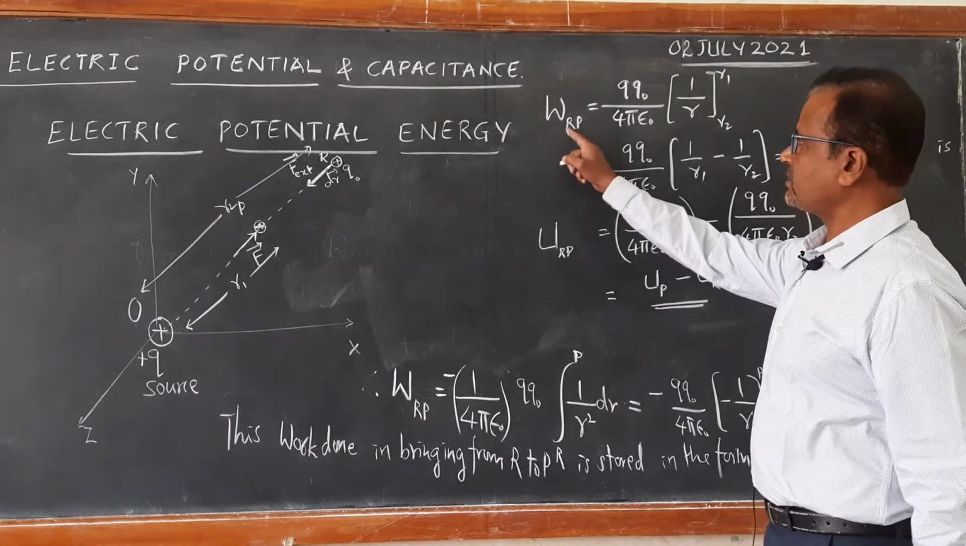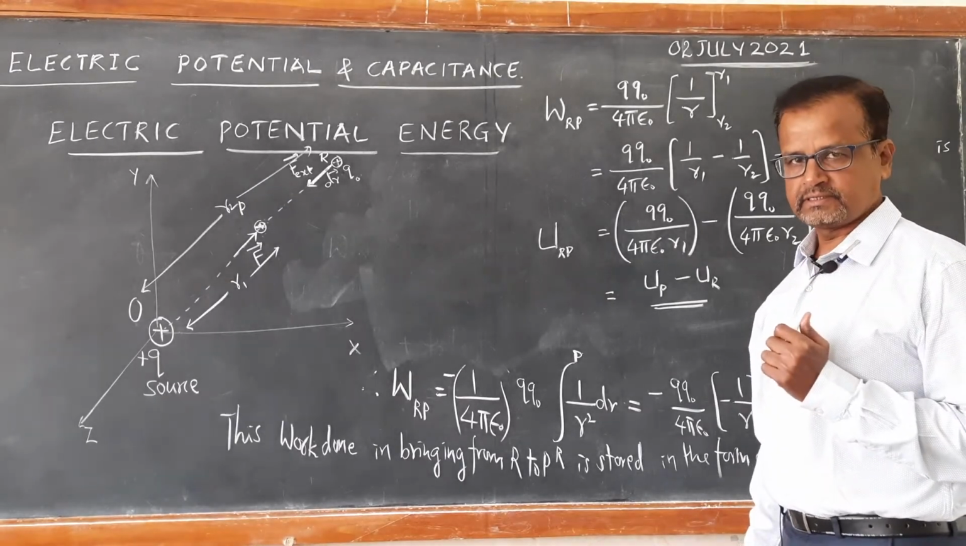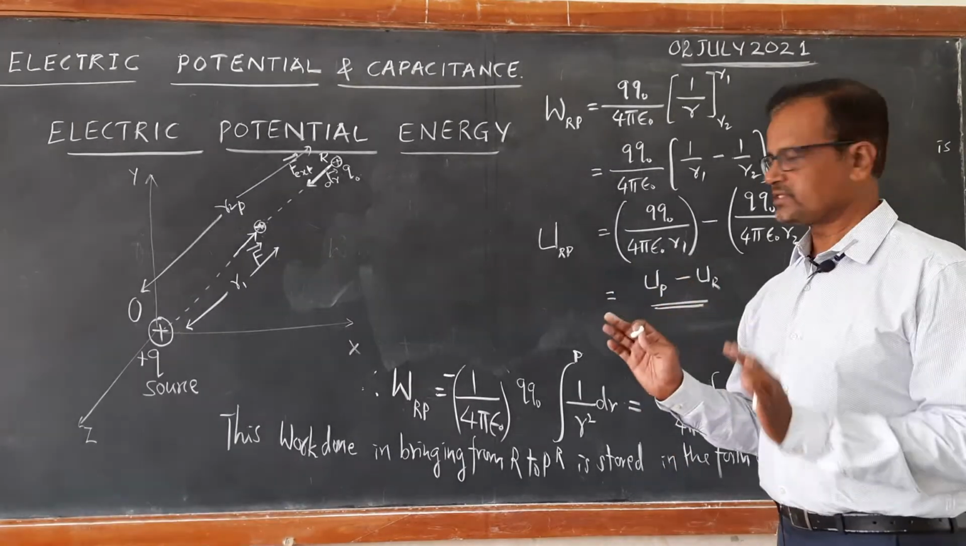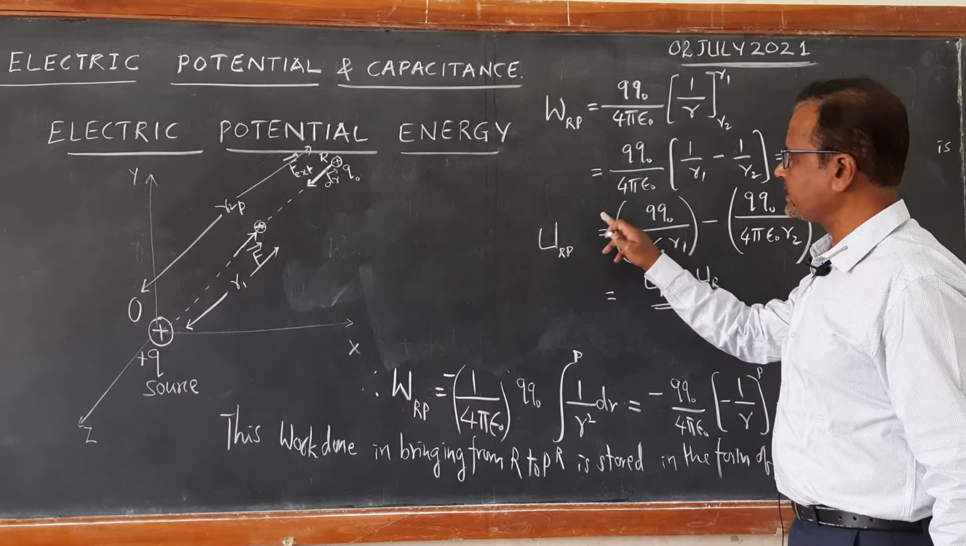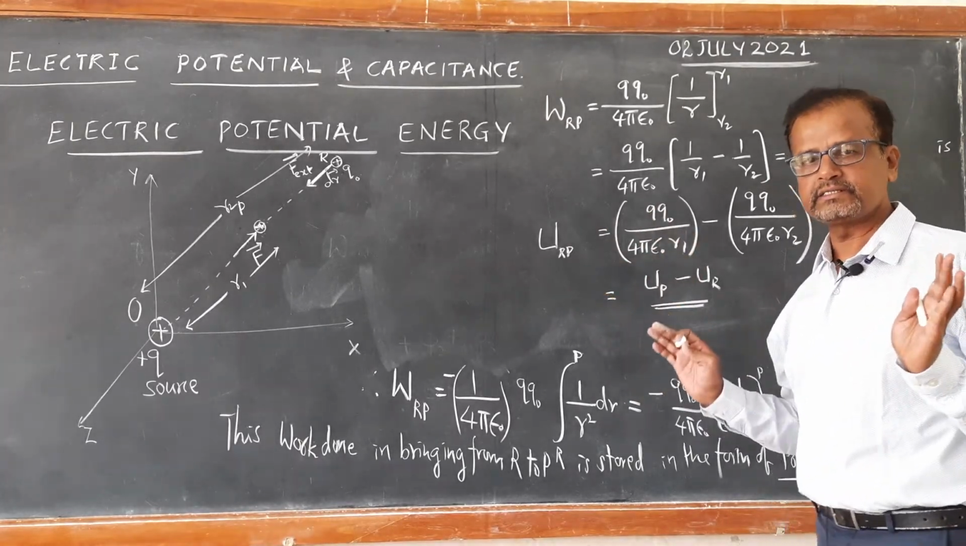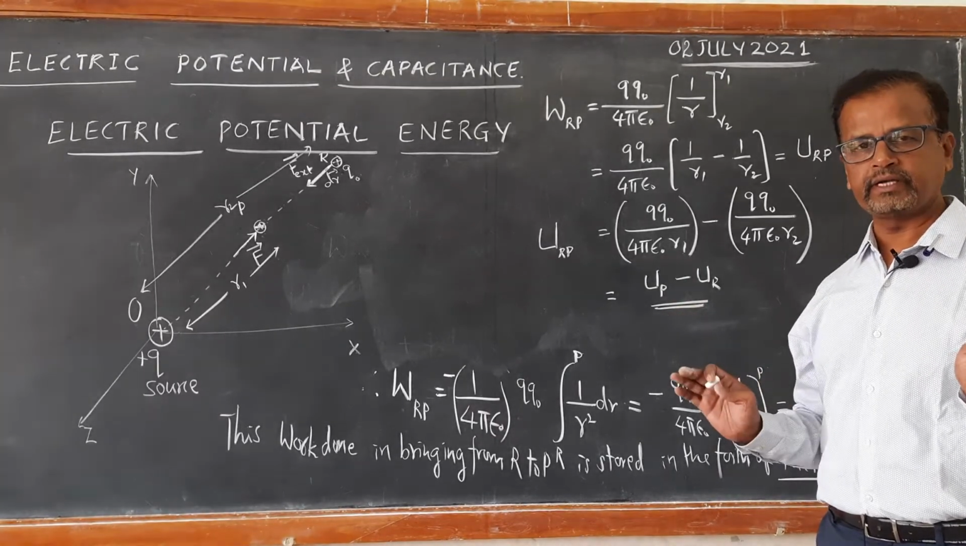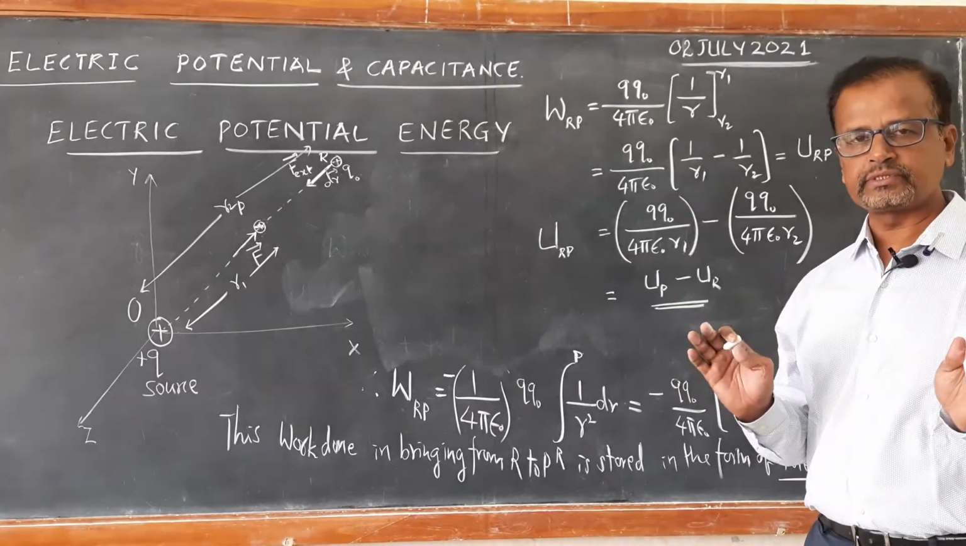So, work done from R to P is stored in the form of potential energy difference, right? Then there is no confusion. Yesterday I committed an error by taking a negative sign here, that was totally an error. I think now the error is removed. It is totally corrected. Okay, let us not get confused.